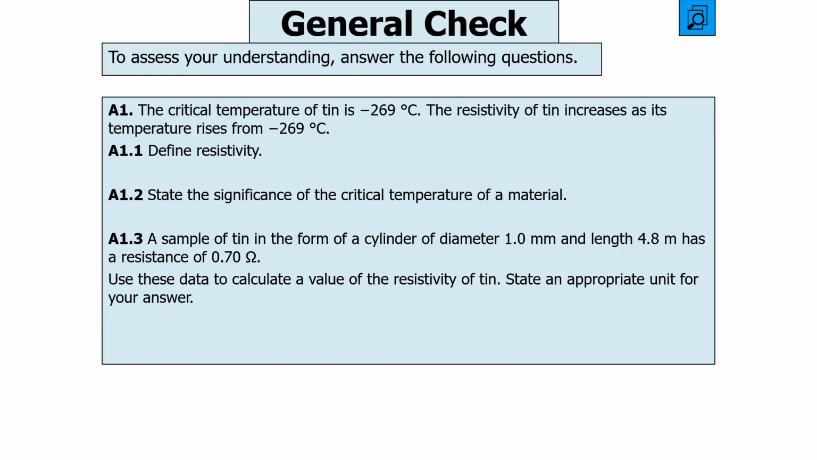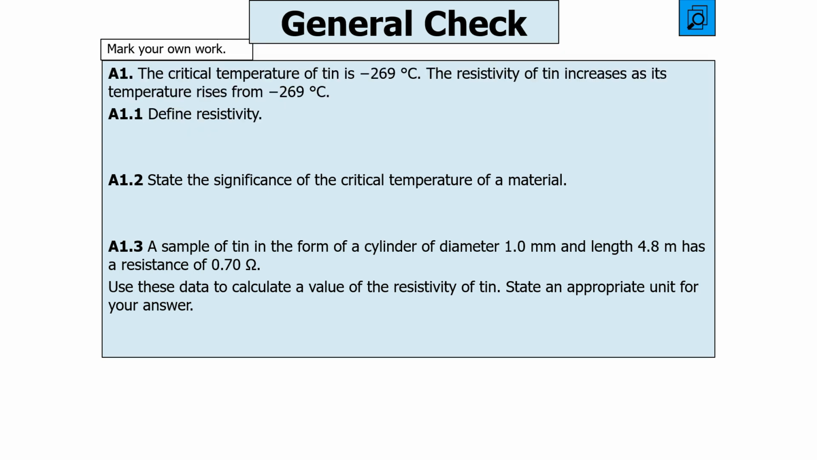The next question says, the critical temperature of tin is minus 269 degrees Celsius. The resistivity of tin increases as the temperature rises from minus 269 degrees Celsius. Define the resistivity. State the significance of the critical temperature of a material, and a sample of tin in the form of a cylinder of diameter 1 millimeter and length 4.8 meters has a resistance of 0.70 ohms. Use this data to calculate a value for the resistivity of tin. State an appropriate unit for your answer. So pause the video now, then unpause the video when you want to go through your answer.